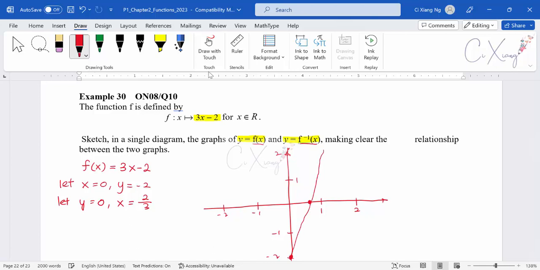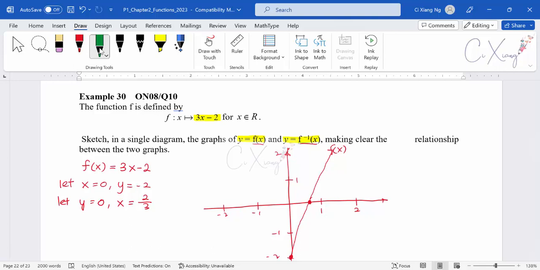So I'm having something like this. Okay, and this is my fx. Please make sure that you draw it in a straight line, right? For me, I'm not able to draw it very nicely, so you can try to draw it as nice as possible. So this is my fx. When I want to sketch the f inverse, there's a shortcut here that you can try to use.